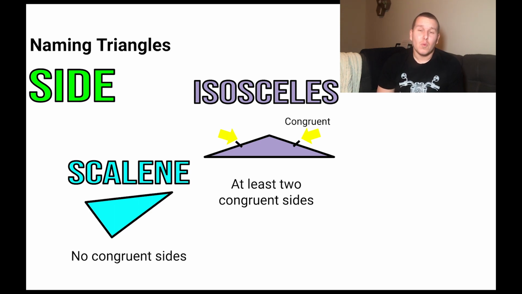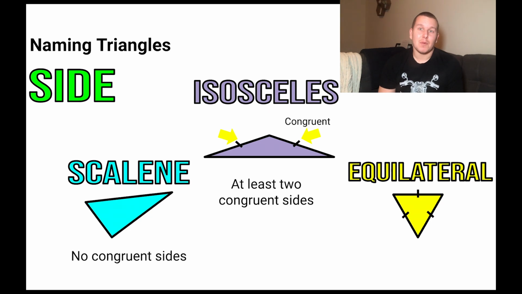And then the way that I remember isosceles is that we have two isosceles, at least two sides that are congruent. So just a little way to remember that. And then the last type of triangle we have that we can name by its sides is equilateral triangles.